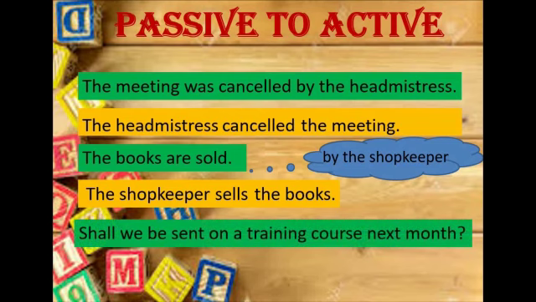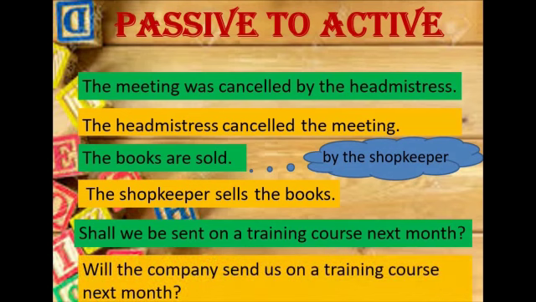Let's see another example. Shall we be sent on a training course next month? It's a long question. So what we have to do is that this is a question, it will remain a question, and we are going to bring the subject to the object's position and the object to the subject's position. So look how. Because again there isn't any subject given. Shall we be sent on a training course next month?